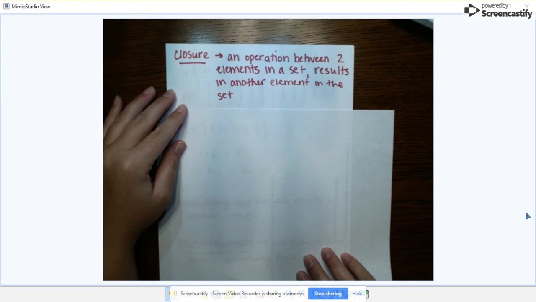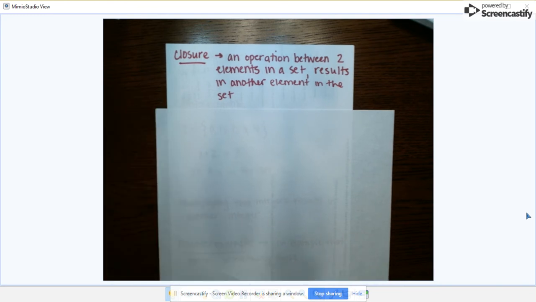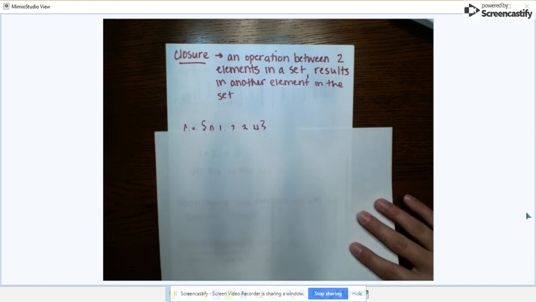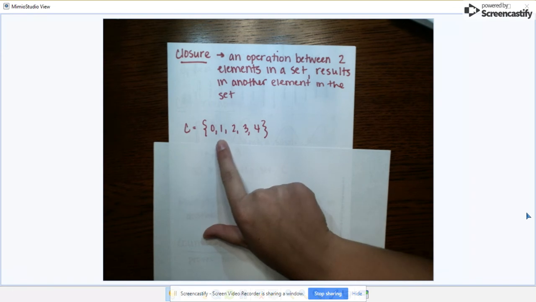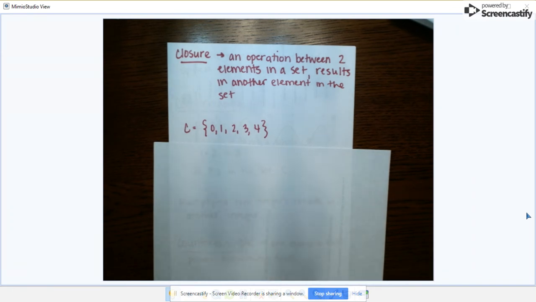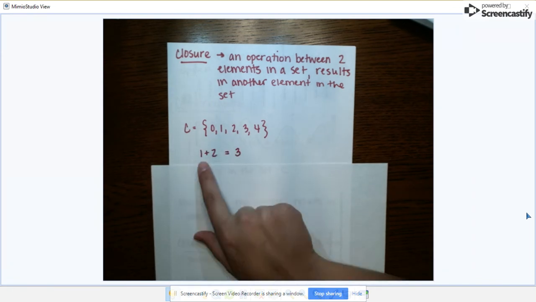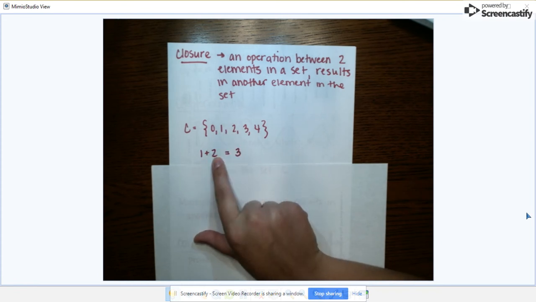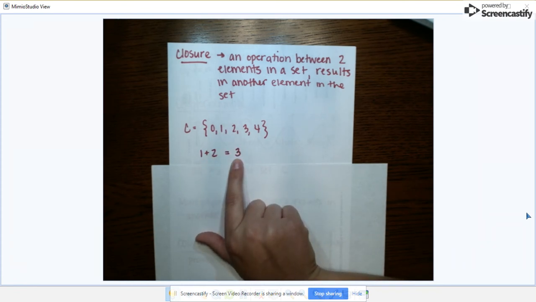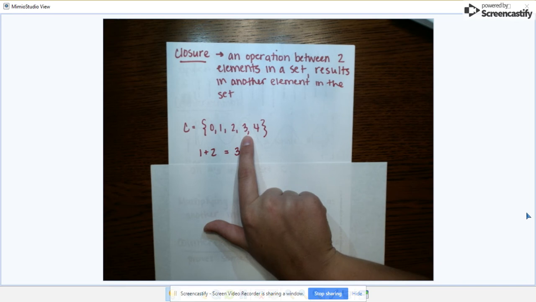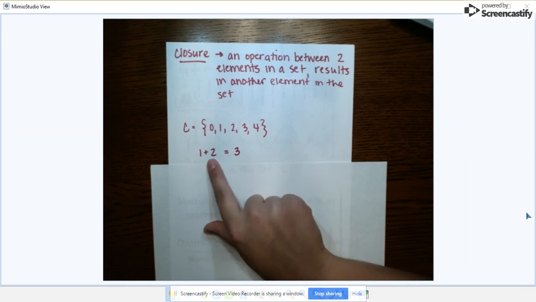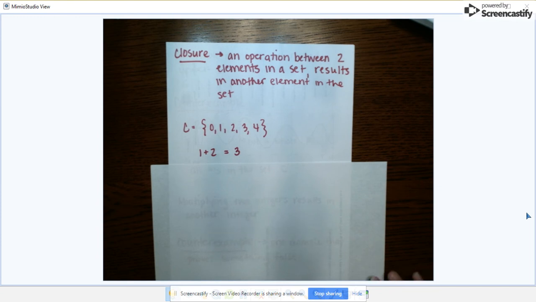Okay, moving on. We also have something called closure when we talk about sets. If we have an operation that occurs between 2 elements in a set, if it's closed, then our result will be another element in the set. So if C is our set, we have 0, 1, 2, 3, and 4 within that set. I can take two elements, 1, 2, add them together, and 3 is in our set. So this set would be closed with addition amongst those two numbers.